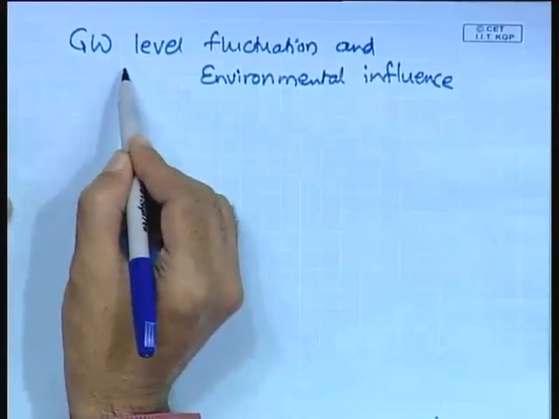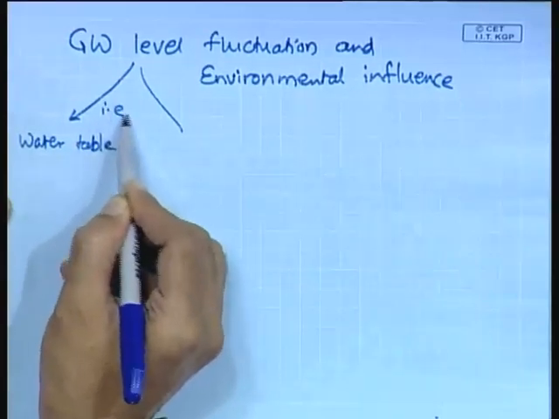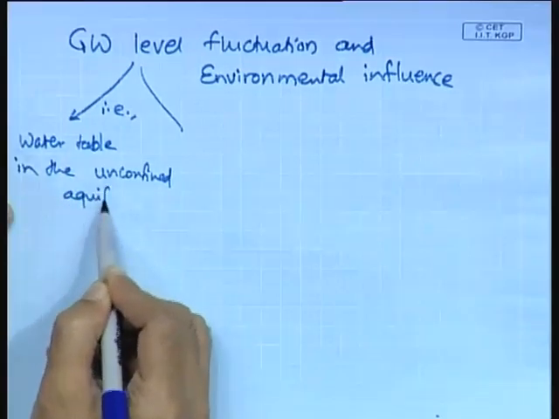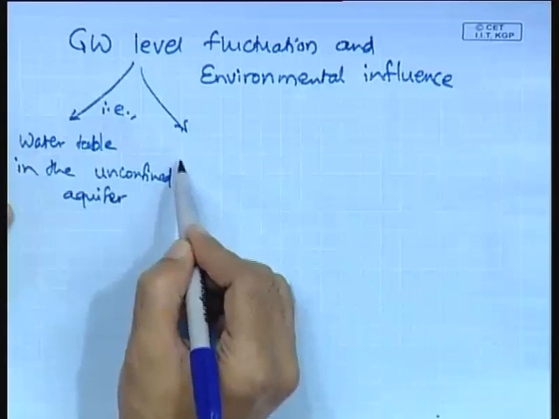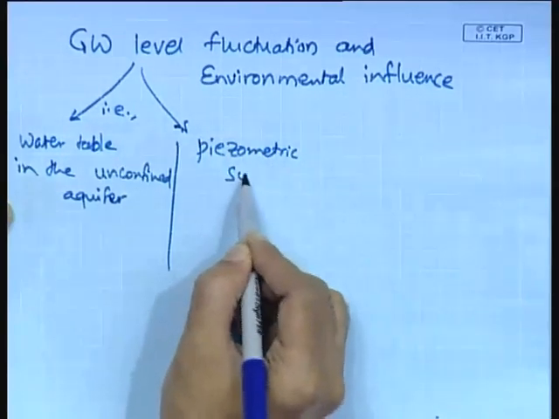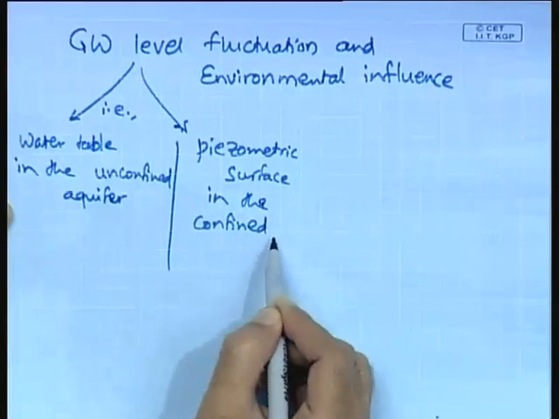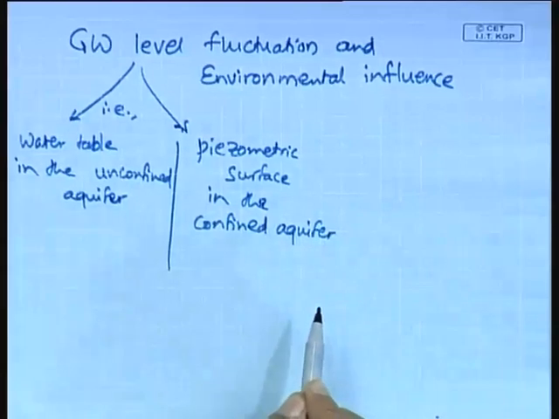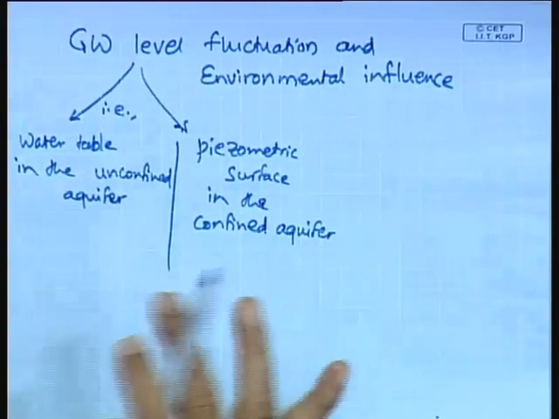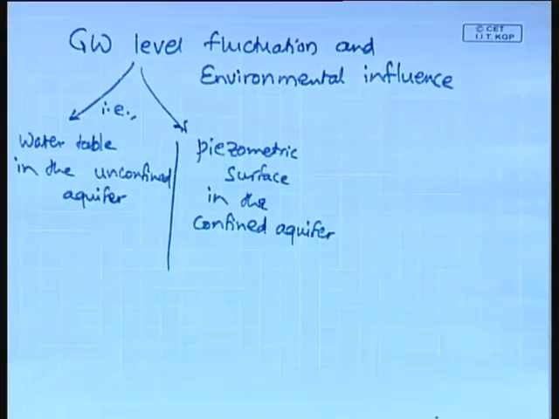So, this groundwater level is referred to as the water table in the unconfined aquifer, or it is referred to as the piezometric surface in the confined aquifer. We should see that the groundwater level fluctuation is within the permissible limits, and there are various reasons for these groundwater level fluctuations.